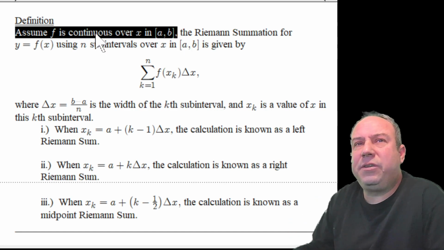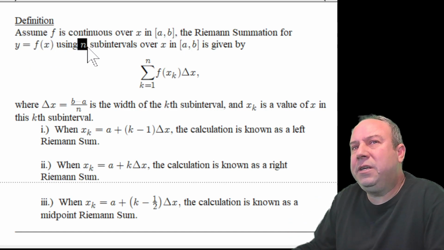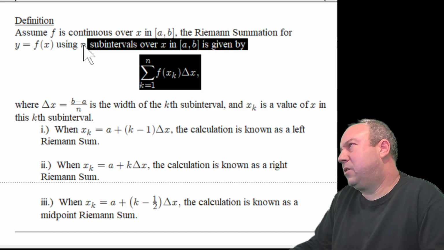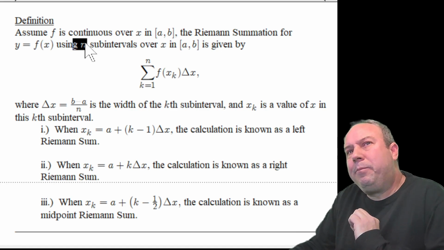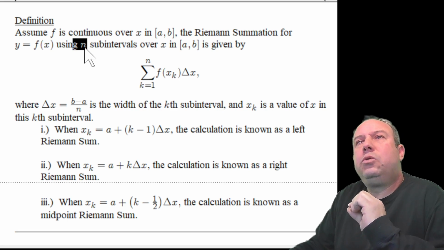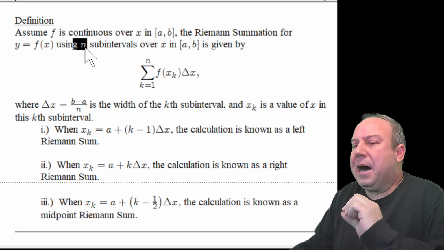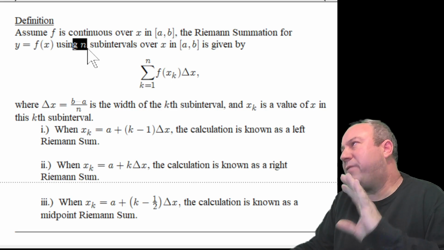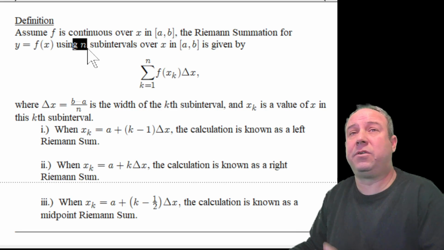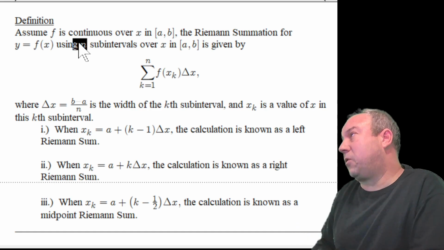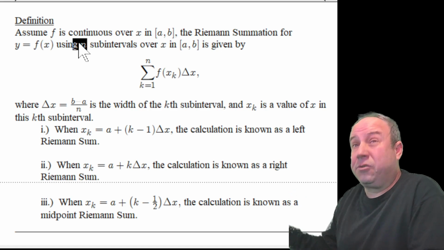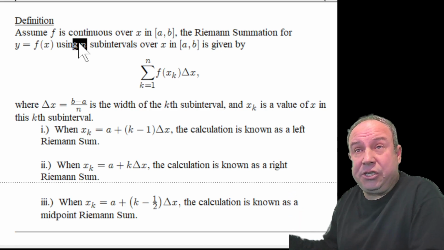The Riemann summation for our function y equals f of x using n subintervals, right? This is going to be a control point, n. We're going to be able to determine how many subintervals we use in our approximation. In our previous example, we used 5 subintervals, but we could consider the case for 10 or 20 or 100 subintervals. Now, certainly you're going to be adding up then 10 or 20 or 100 terms in your summation.